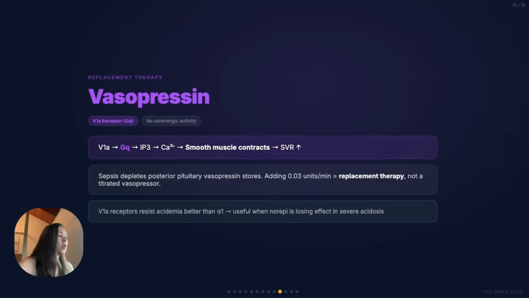There's no direct cardiac effect and no heart rate change. The main reason vasopressin matters specifically in septic shock is sepsis depletes the body's own vasopressin stores, right? The posterior pituitary gets emptied out.